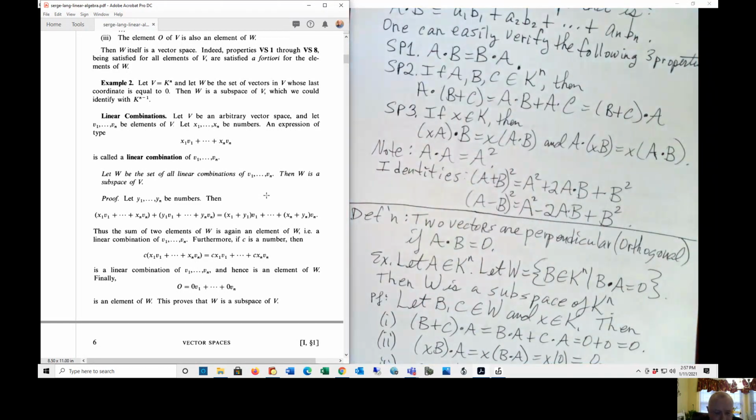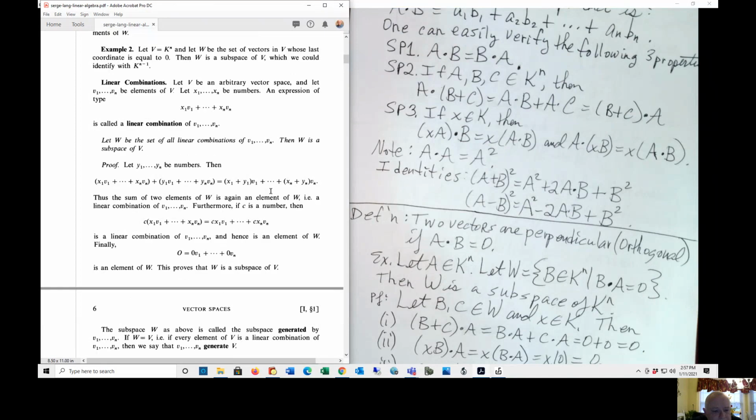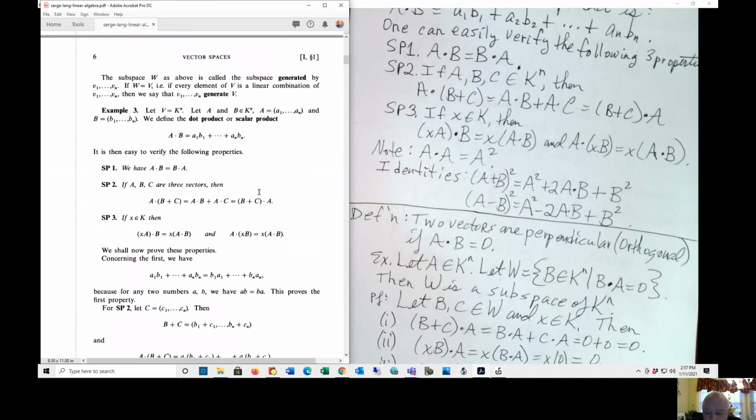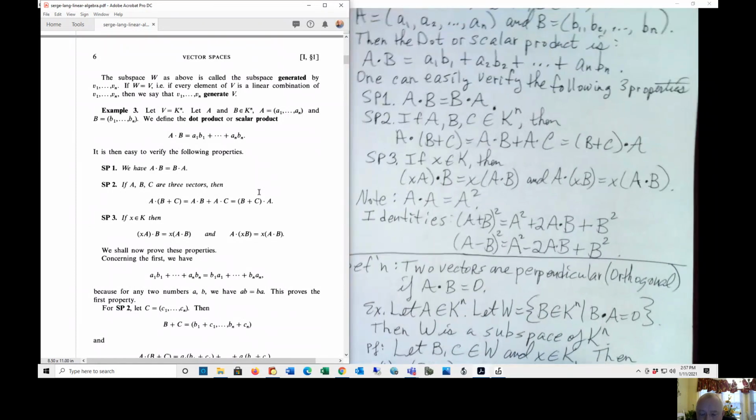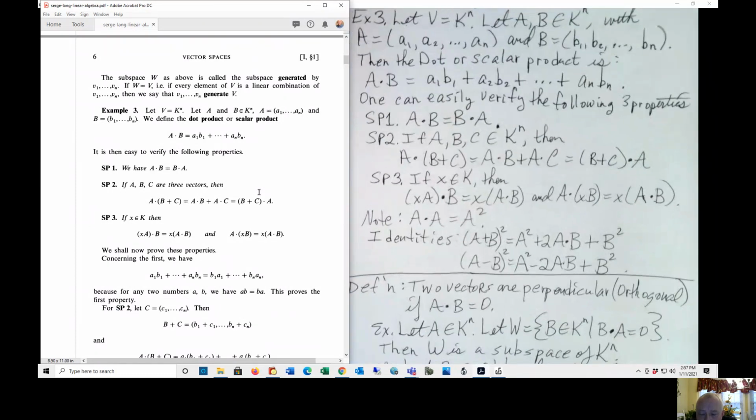All right. Now, let's look at another example here. Now we're getting into something that you're already familiar with again, and that is the dot product or the scalar product of two vectors.